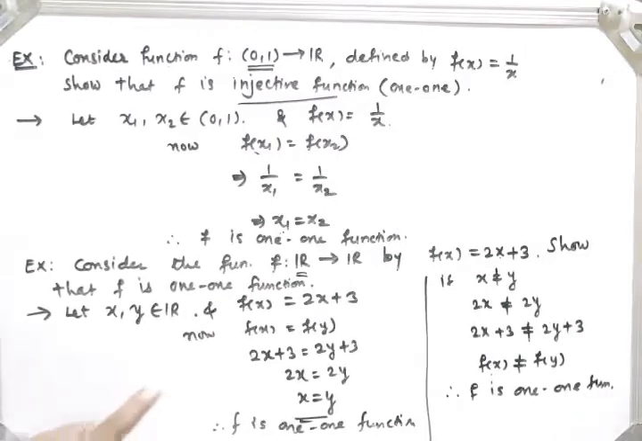Means you can show either this way or this way. Now this is the 1-1 function. Now next we will see onto function.